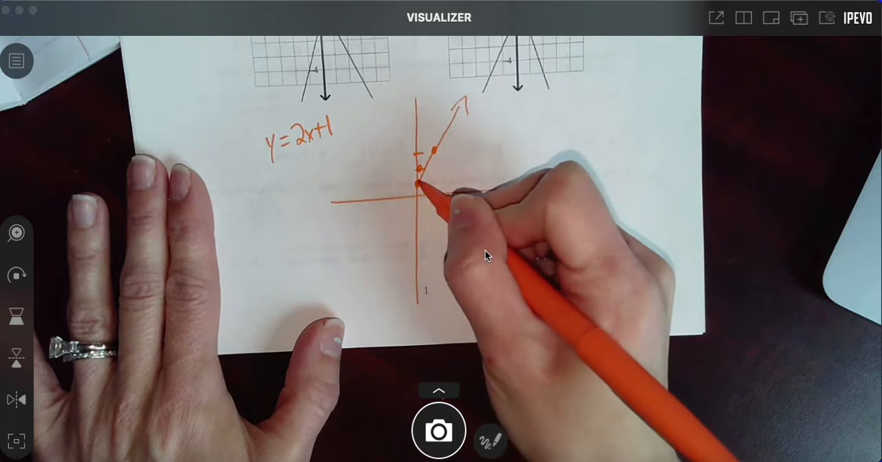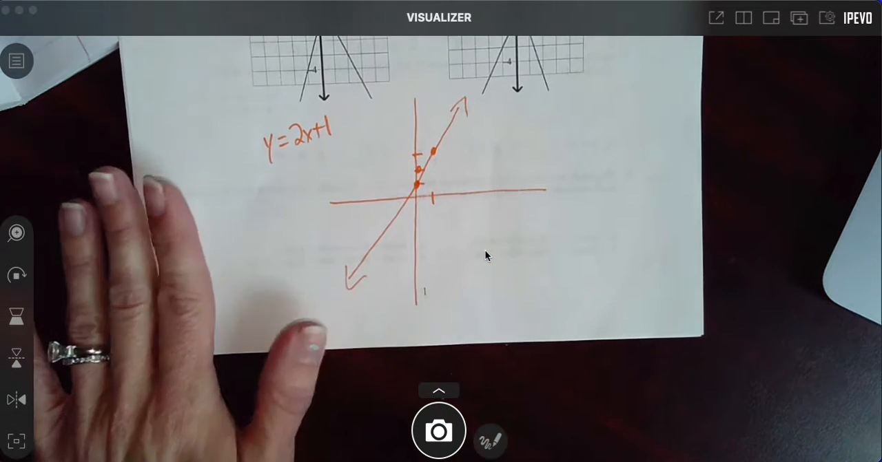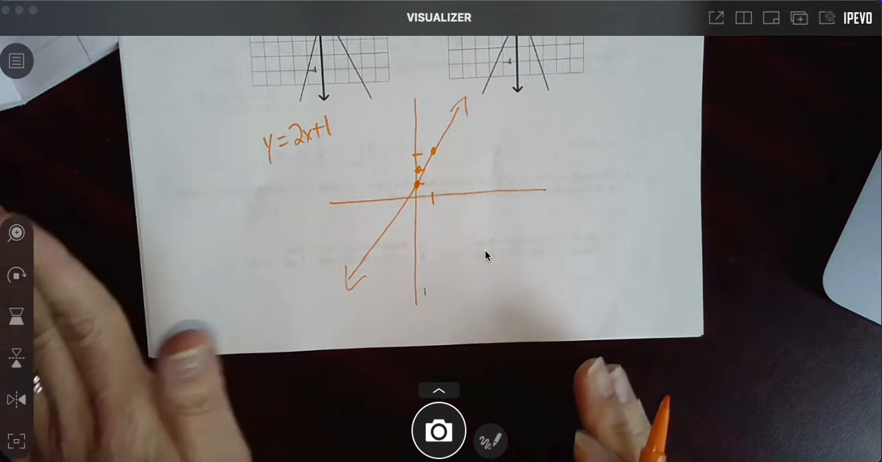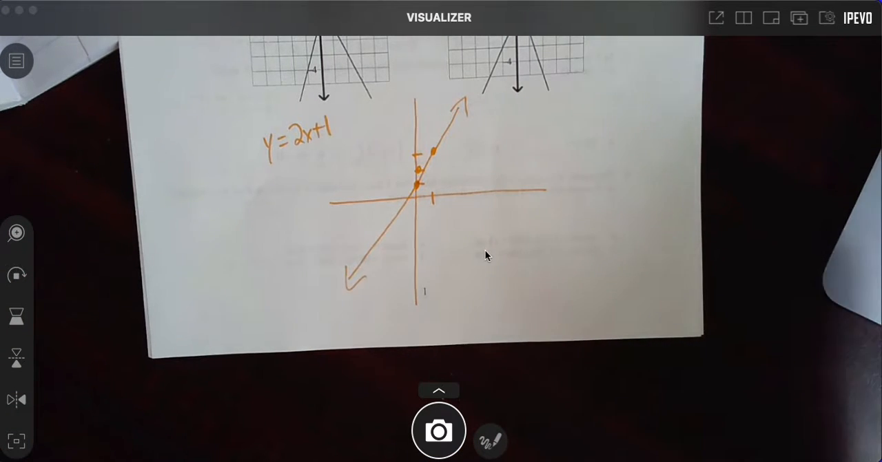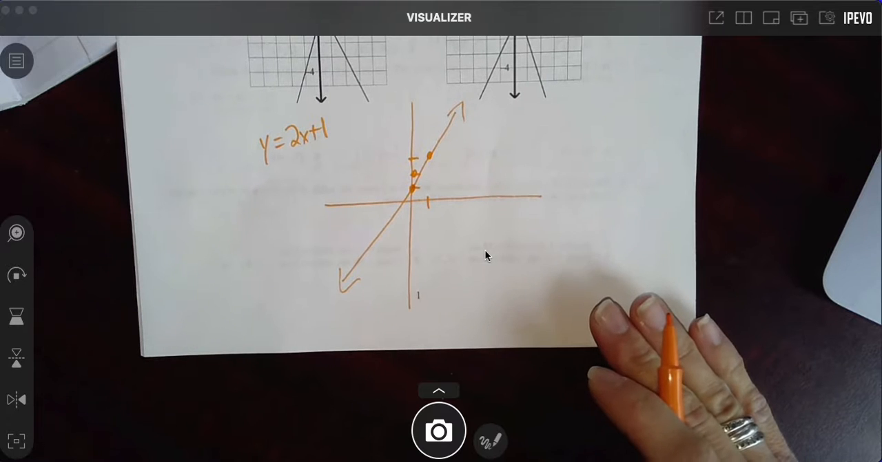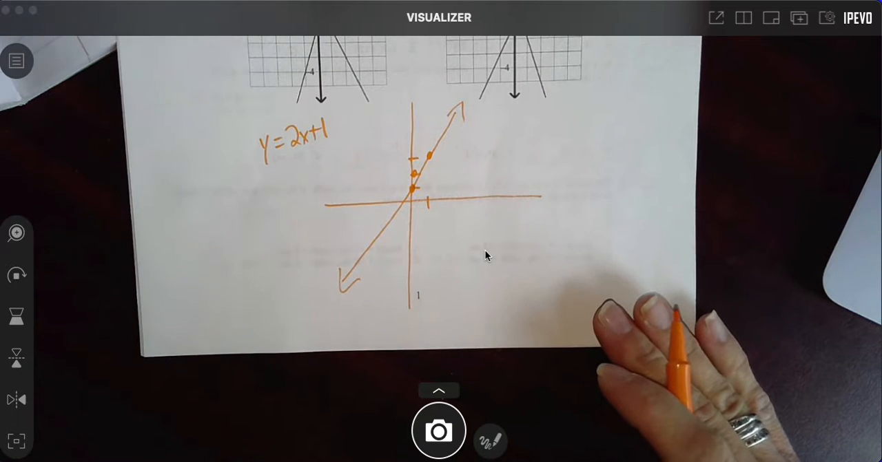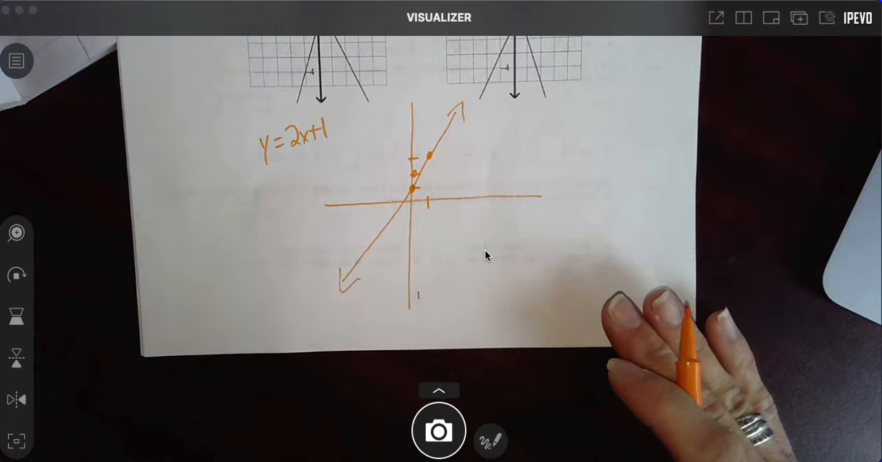This one is an equal sign, so I'm not shading. Every year, somebody starts shading when they shouldn't, or doesn't shade when they should, okay? So, you will not shade if it has the equal sign. It is just equal to that line.